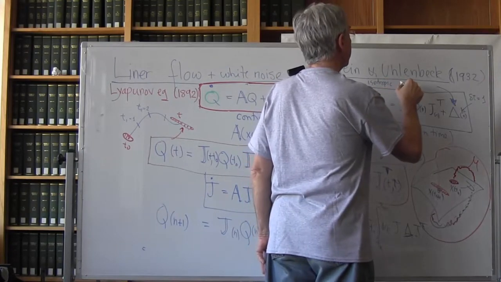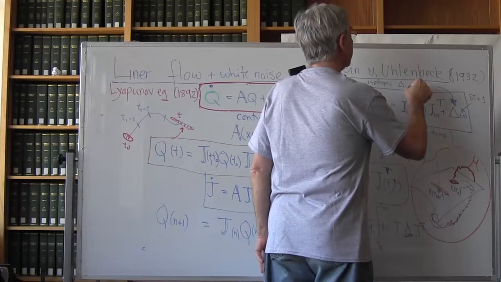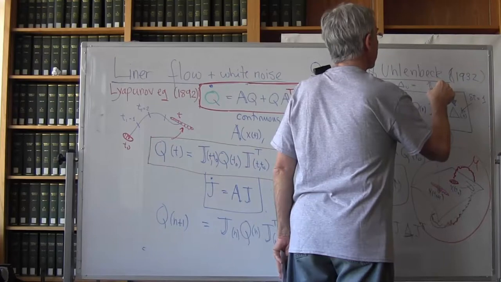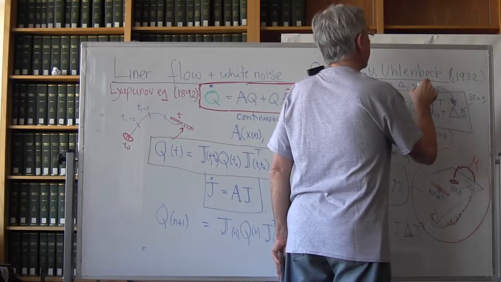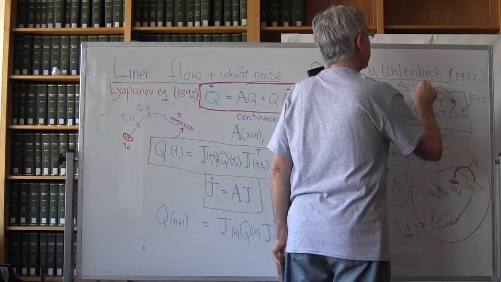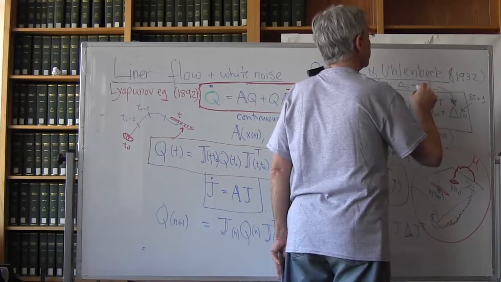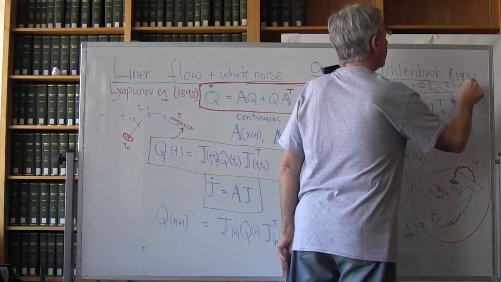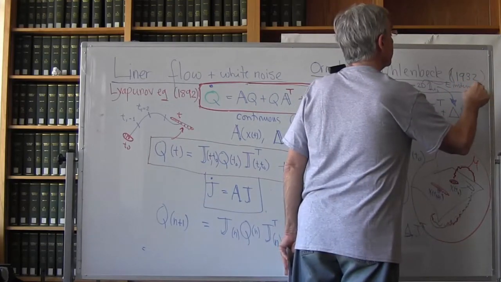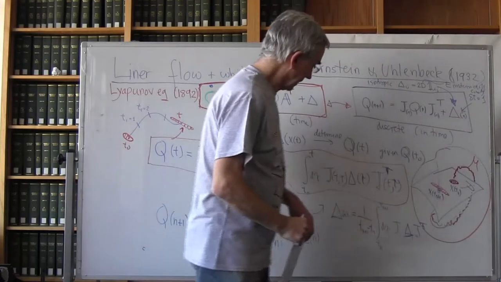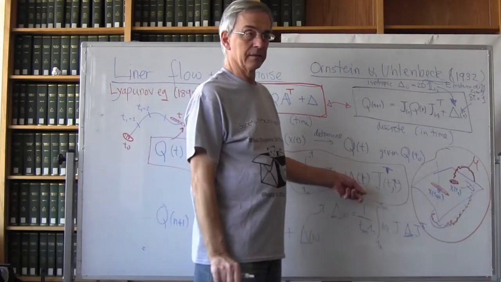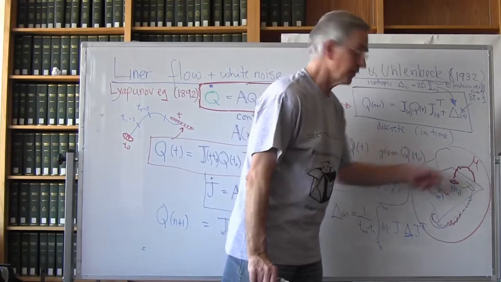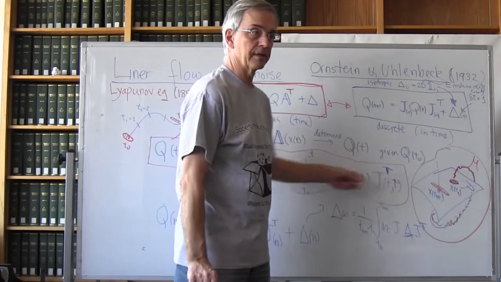So what they say is delta ij is proportional to the unit matrix, Kronecker delta ij. And it's the same in all directions. And to agree with Einstein, they call it 2D, where this is the Einstein diffusion coefficient. So even if I send it just to one here, it's still not going to be a uniform noise, because this integral is a non-trivial integral.